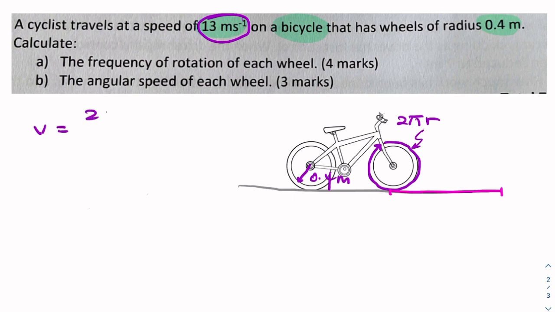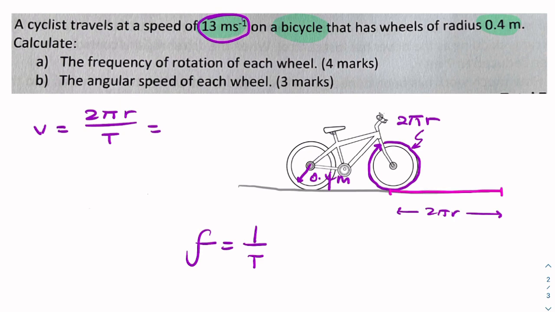So the distance will be 2 pi r, and the time is the time for one revolution. So that's the period for one revolution. So this distance here is 2 pi r, and the time it takes to travel from here to here is the same as the time it takes for one revolution of the wheel. So if you remember that 1 over t is just frequency, we can rewrite this as 2 pi r f.